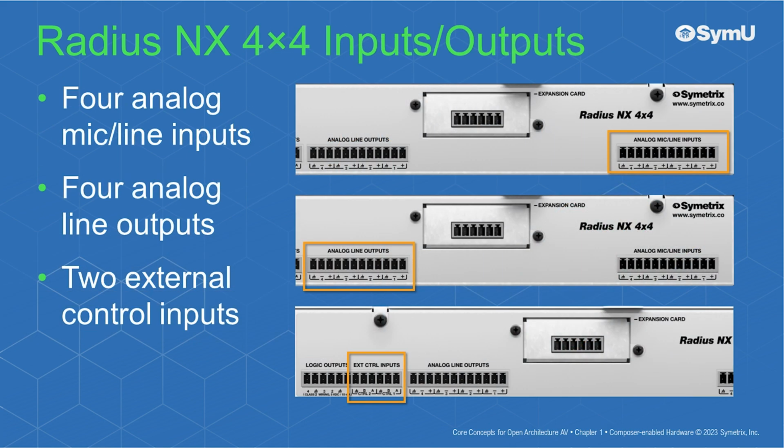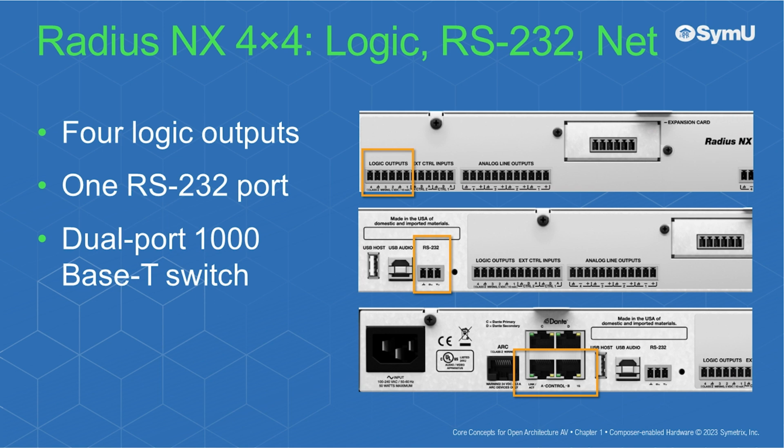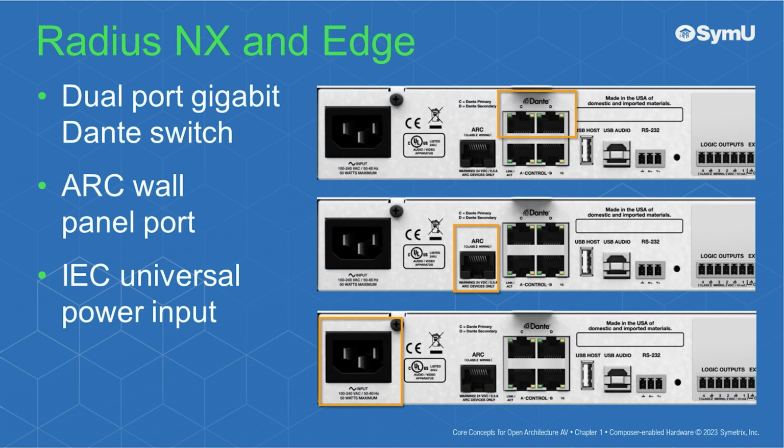The Radius 4x4 has 4 analog mic line inputs, 4 analog line outputs, and 2 external control inputs. The Radius NX 4x4 has 4 logic outputs, an RS-232 port, and a dual-port 1000 base T switch. Both Radius NX models and the Edge DSP have a dual-port gigabit Dante switch, an ARC wall panel port, and utilize an IEC universal power input.